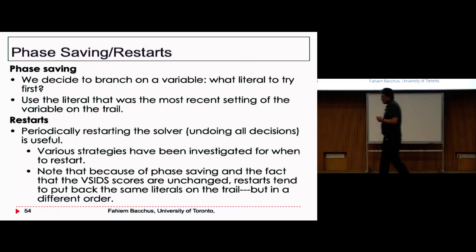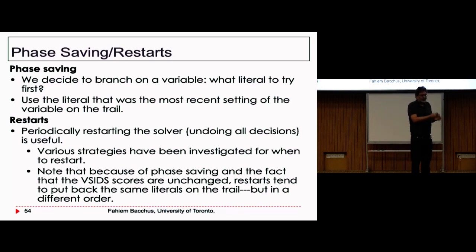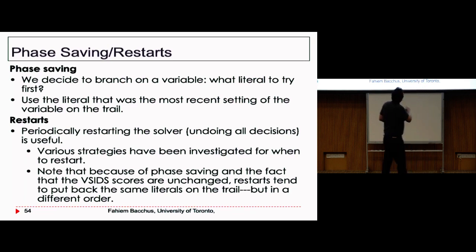Another thing that's used in SAT solvers is what's called phase saving. You go down a trail, you set the variables in a particular way. Now you learn a unit clause, or you restart, you jump back to the root. When you go down the next trail, you're going to prefer to use the old assignment. It's called phase saving.